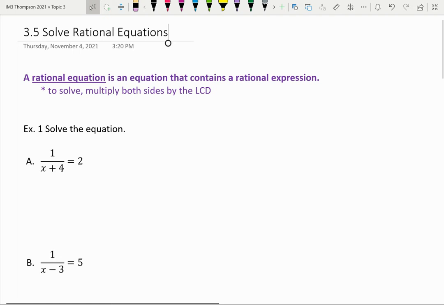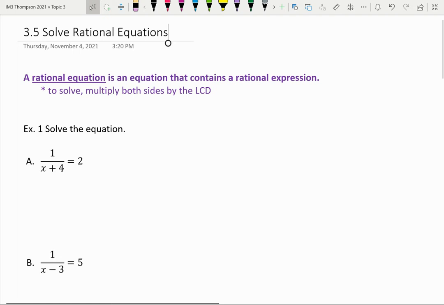Now, there's multiple different ways to be able to do this. The easiest way is to multiply both sides by the LCD. I'm going to show you guys what that looks like. We're going to start off with a couple simpler examples. We are going to do some word problems today, so just have that in the back of your mind. Example 1, solve the equation.